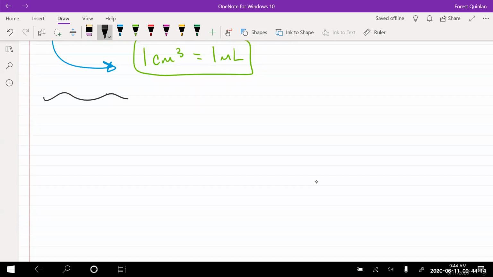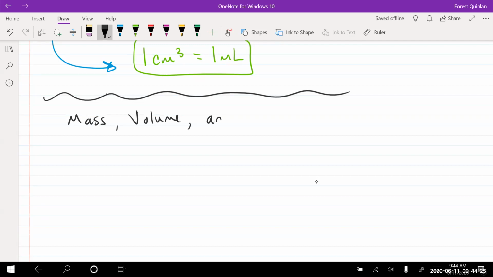So now, what I want to do is I want to talk about mass, volume, and density. Okay, mass.